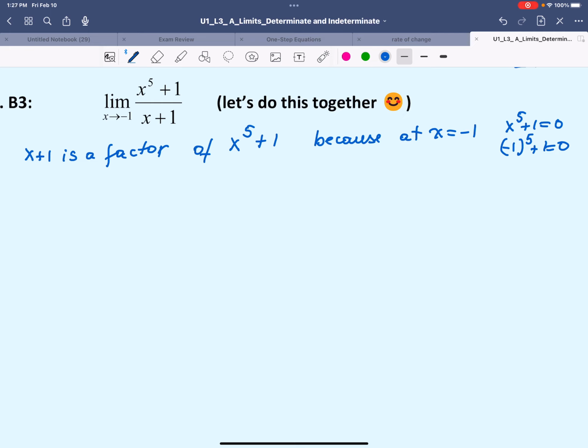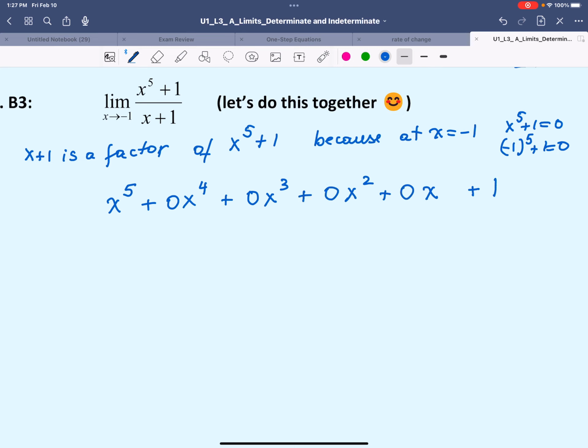And before I start with synthetic division, I will rewrite the polynomial x to the 5 plus 1 slightly differently. Remember that in synthetic division, we play with the coefficients of each term. And for this, we're going to need to have all the terms in place. So we need the term x to the 5, we need x to the 4, we need x to the 3, we need x squared, we need the term x, and we need the constant at the end. And whatever terms we don't have in here, we're going to give it a coefficient of 0.